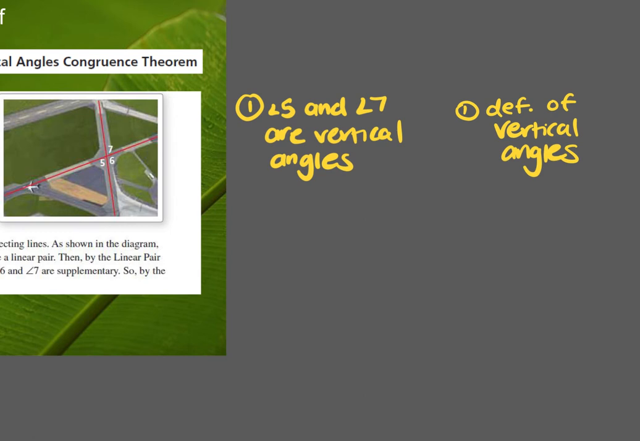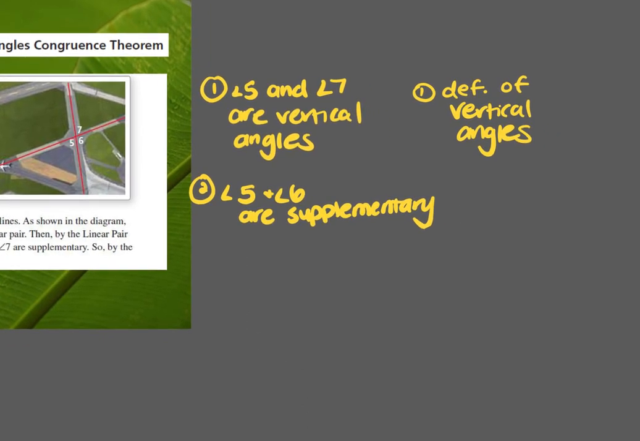What is supplementary? Angle 5 and angle 6 are supplementary. And how do you know that? Because they form a linear pair, and a linear pair are supplementary. That's linear pair postulate. Just that they're supplementary means that they add up to 180, which you're not getting from the diagram. The diagram is telling you that they form a line, and then that makes them supplementary. So if you're using the diagram to get that they're supplementary, that's linear pair postulate.